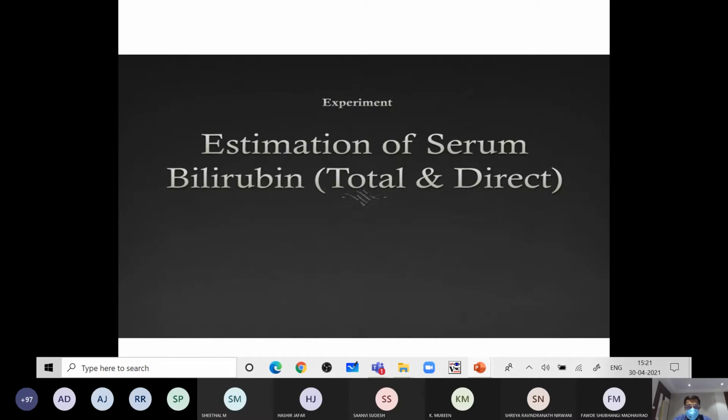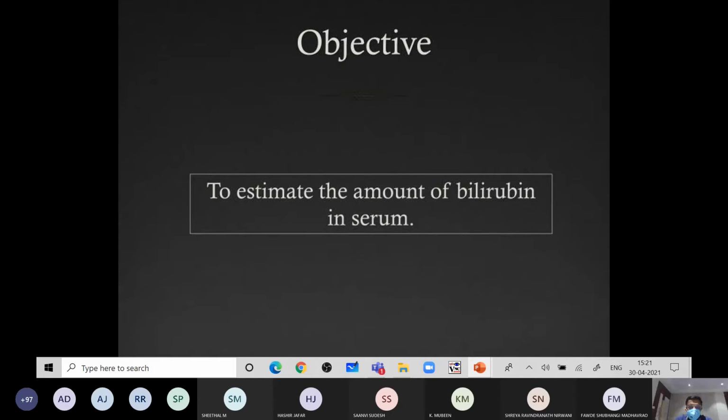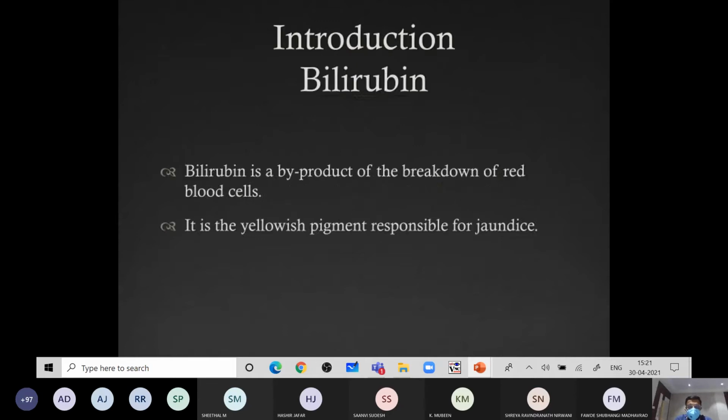Depending on the conditions, the level increases. There are pathological conditions as well as physiological ones, several of which you have studied in theory. I have taken some slides. This is the objective: estimation of the amount of bilirubin in serum. Then you can see the introduction of bilirubin.